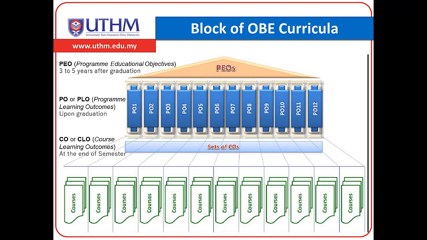PLO is measured upon graduation. That means when you finish your 4 years of education here in UTHM. There are 12 learning outcomes that all graduates need to achieve. And then finally you have course learning outcomes, which are the learning outcomes of each and every course, measured at the end of the semester. Each course is mapped to the PLO, and the PLO are mapped to the PEO. So again, there are 3 levels of objectives or outcomes that all students have to achieve.